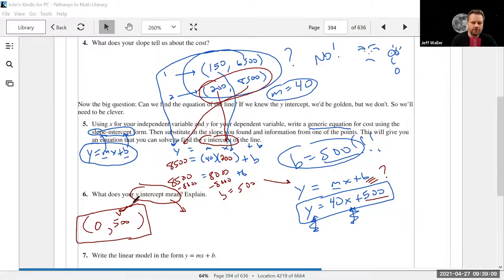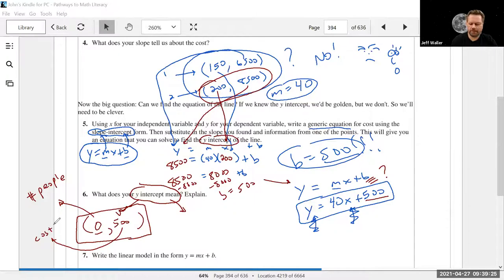What's the physical interpretation? What does the X piece mean again? You guys remember? People. Oh, people. Number of people. And the Y piece means? Your money. Money. The cost.